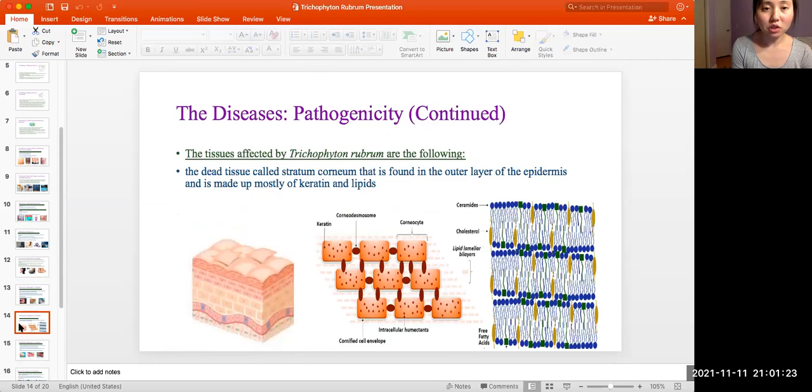The tissue affected by Trichophyton rubrum is the dead tissue called the stratum corneum, found in the outer layer of the epidermis, which is made mostly of keratin and lipids.